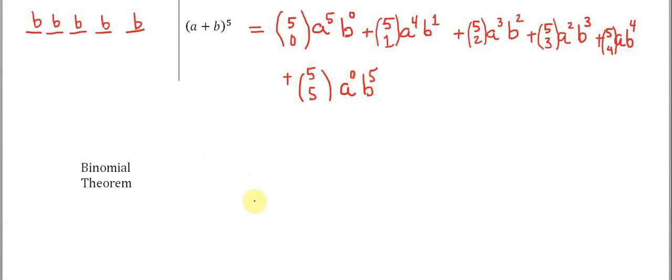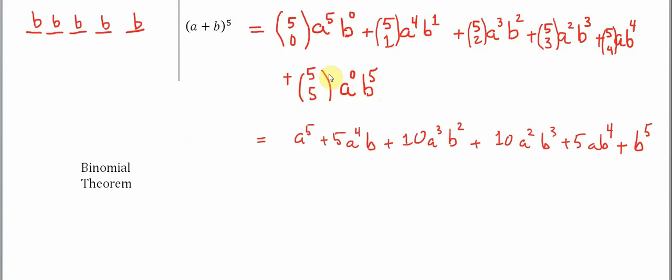Okay. And you can put all of this information into a calculator, and crunch them, and this is what you will get. 5 choose 0 is just 1, so 1 times B to the 5th. And remember, any base to the 0 is just 1 as well. And so all I've done here is calculate 5 choose 1, 5 choose 2, 5 choose 3, 5 choose 4, and so on. And this is what it gives me.